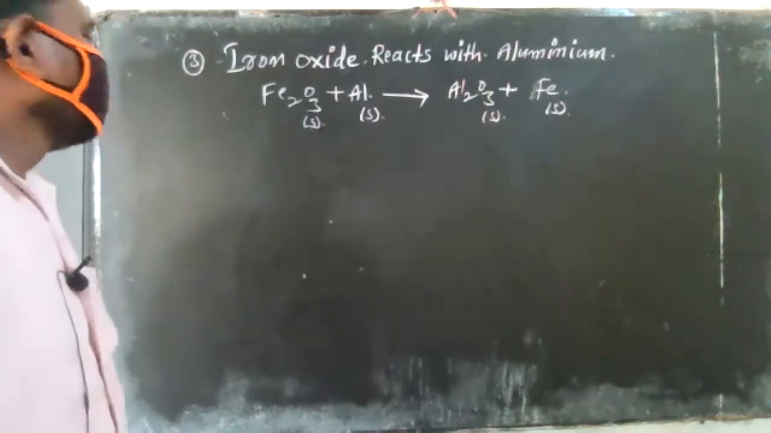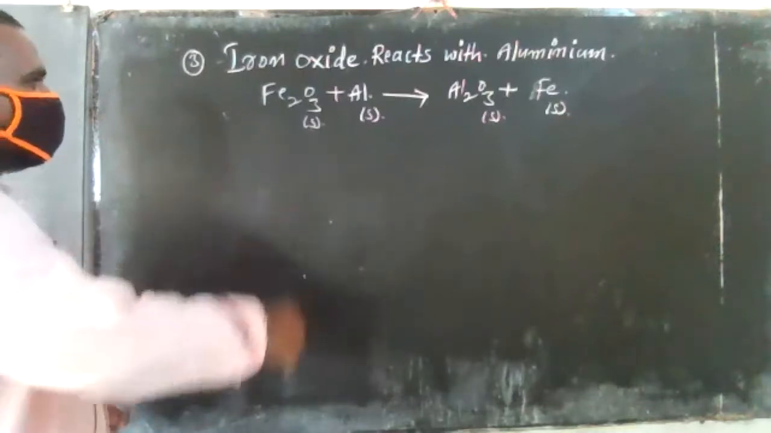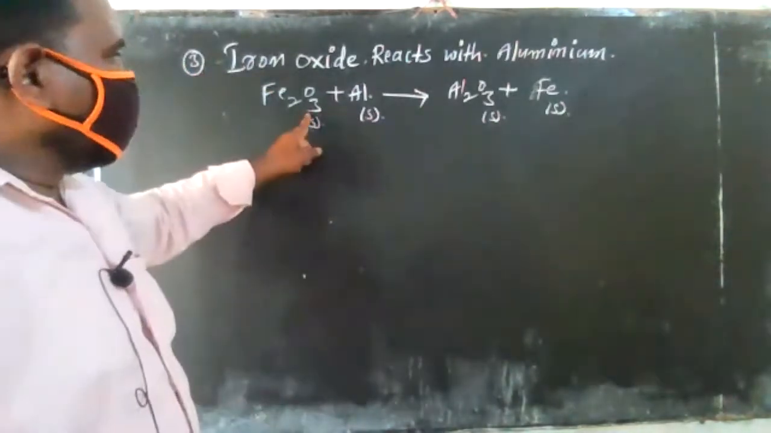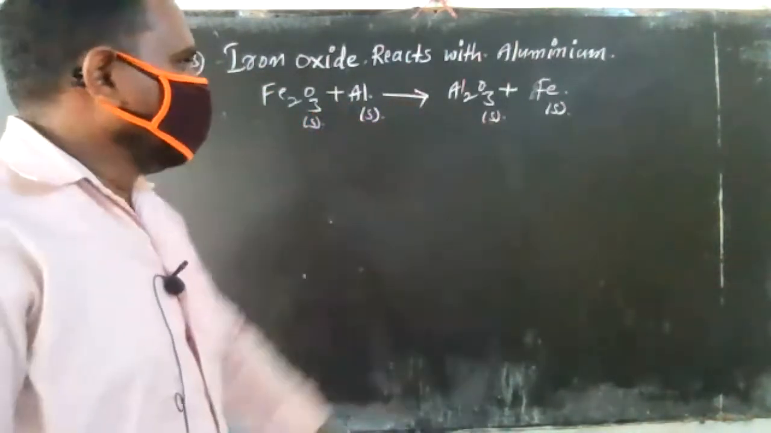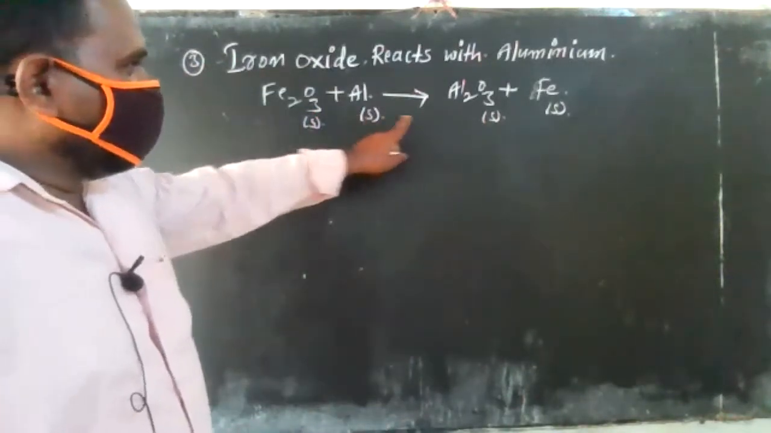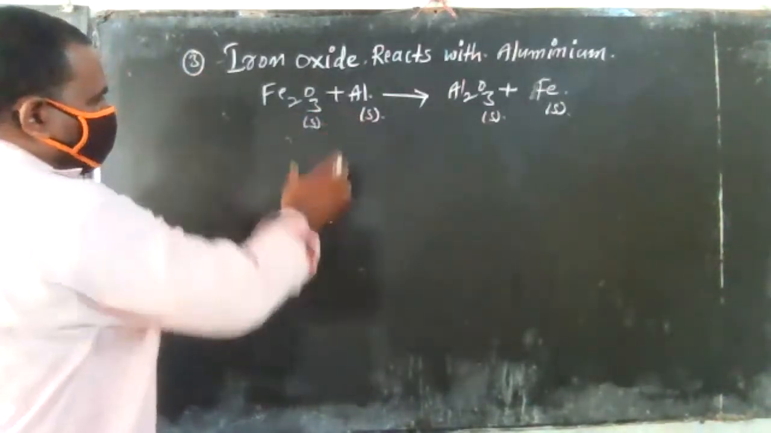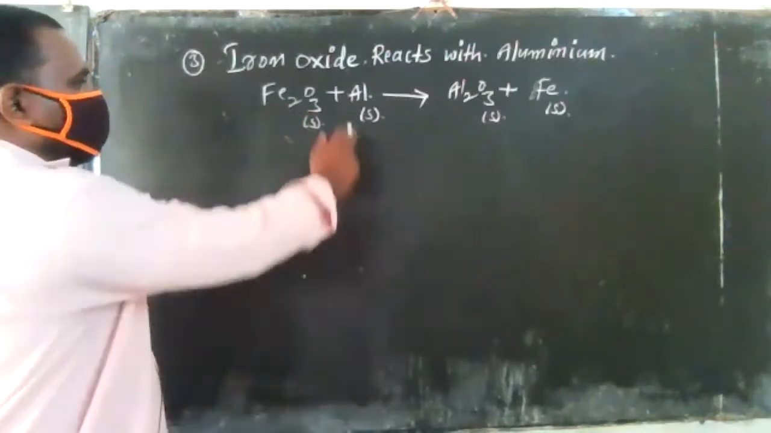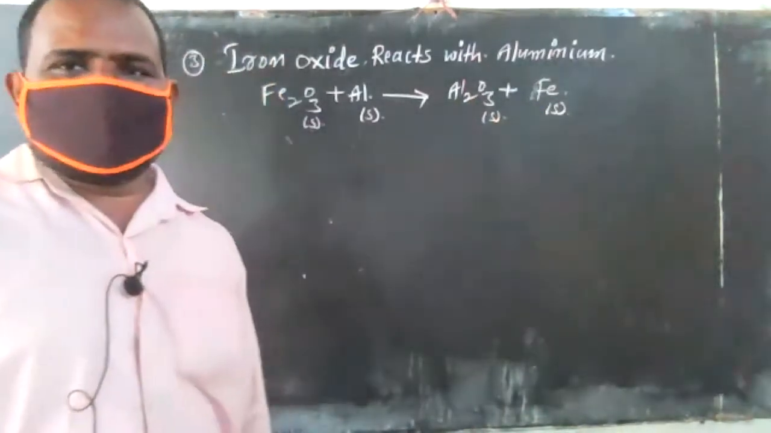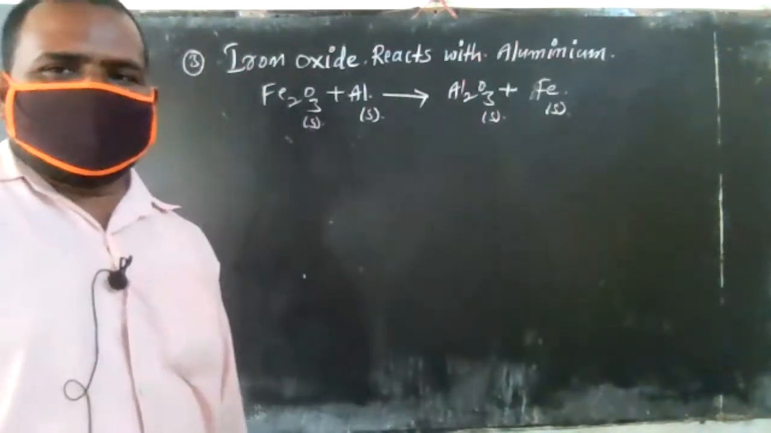Yesterday I discussed this chemical equation somewhat. On the reactant side, how many irons are there? 2. On the product side only 1. On the reactant side oxygen is 3, and the product side 3, so oxygen is balanced. Aluminum is 1 here and 2 on this side. In total, the reactant side has 2 plus 3, 5 plus 1, 6 atoms, and the product side also has 6 atoms. Both sides have 6 atoms, but it is an unbalanced equation.